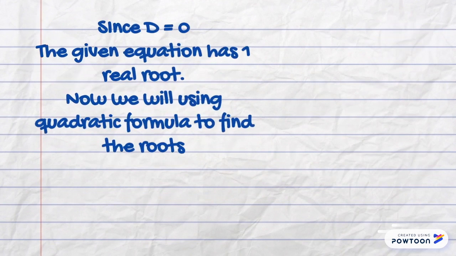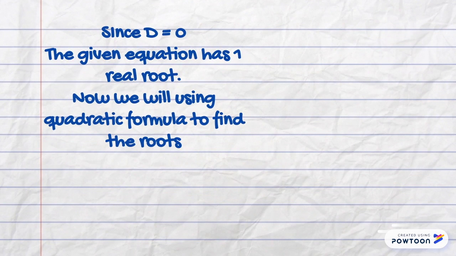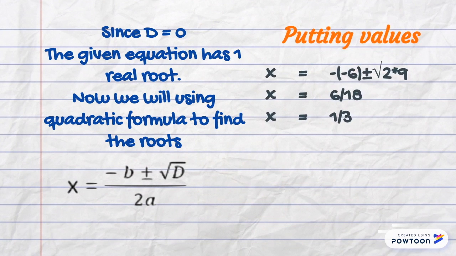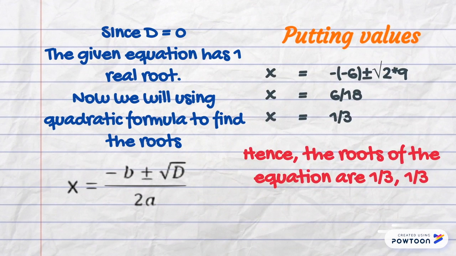Since D is equal to 0, we know that the equation has only one real root, which means that we will get two solutions which are the same. And after that we will use the quadratic formula to find the roots. And the answers are 1/3 and 1/3.